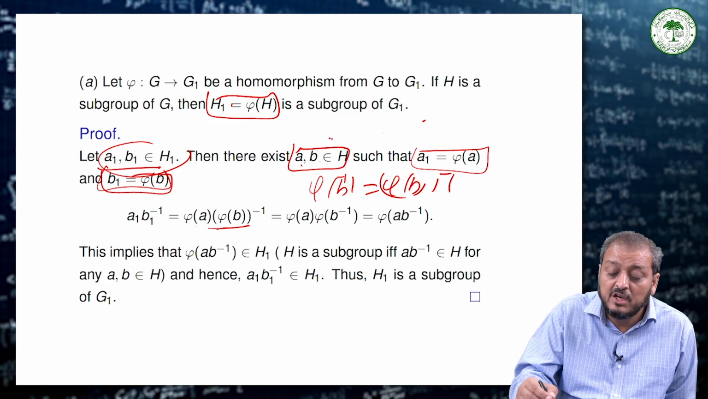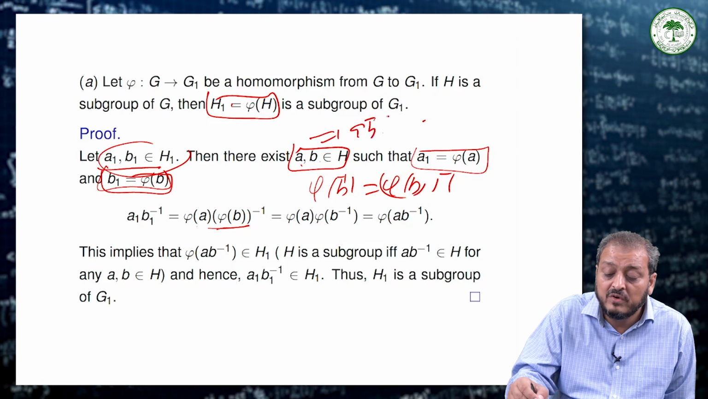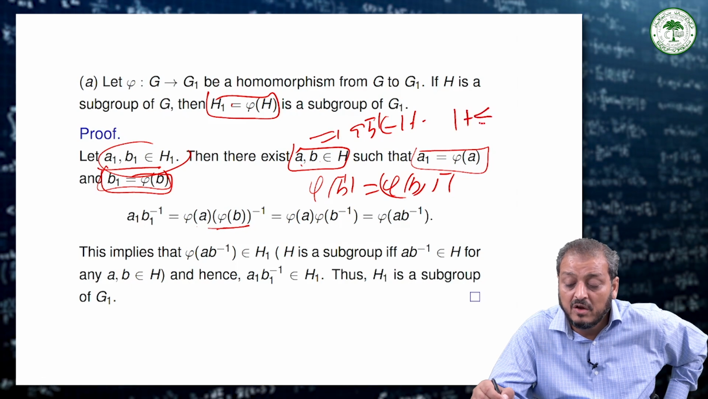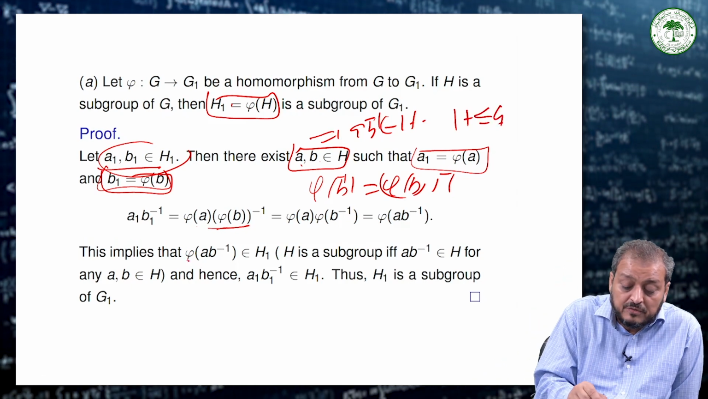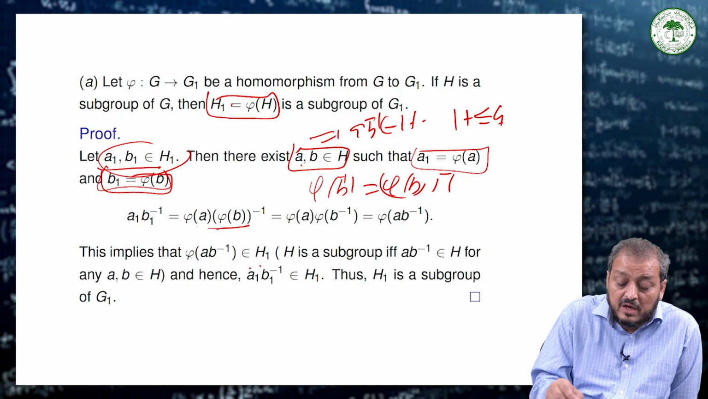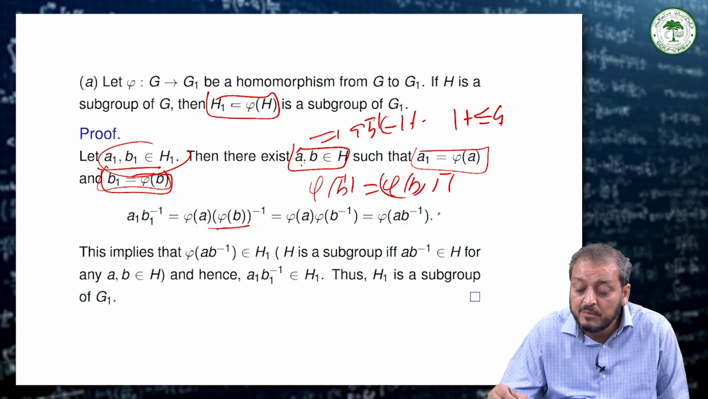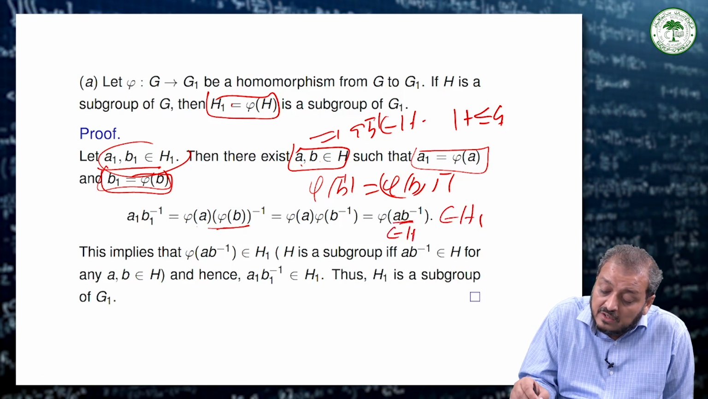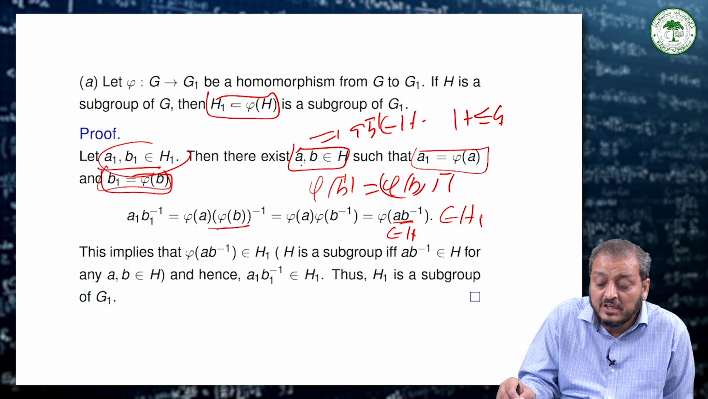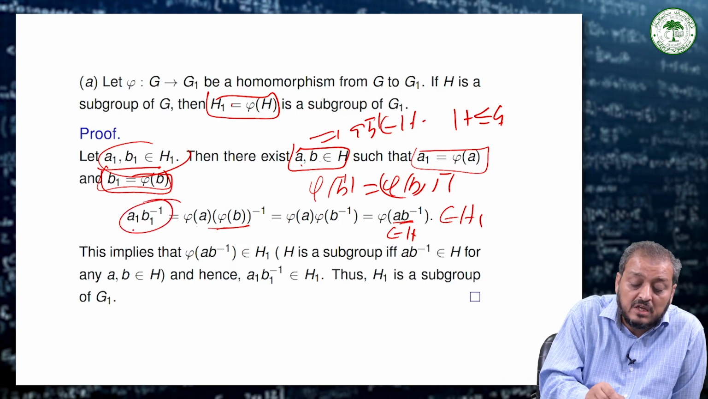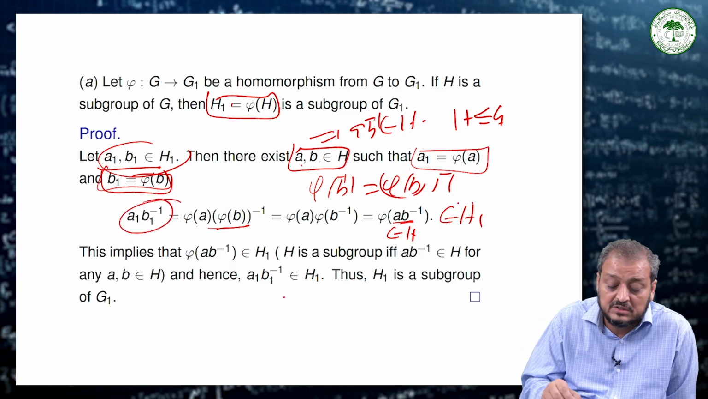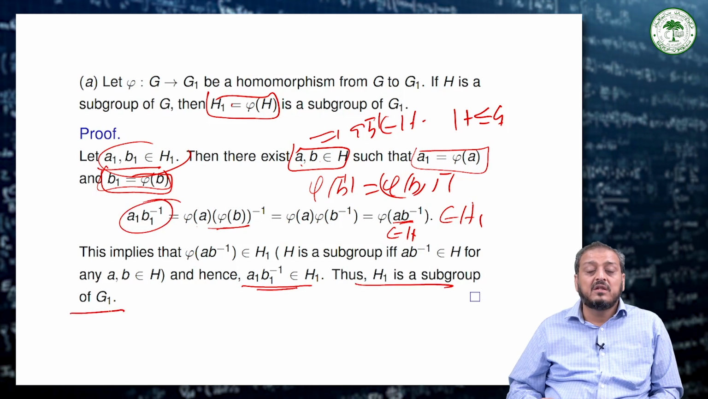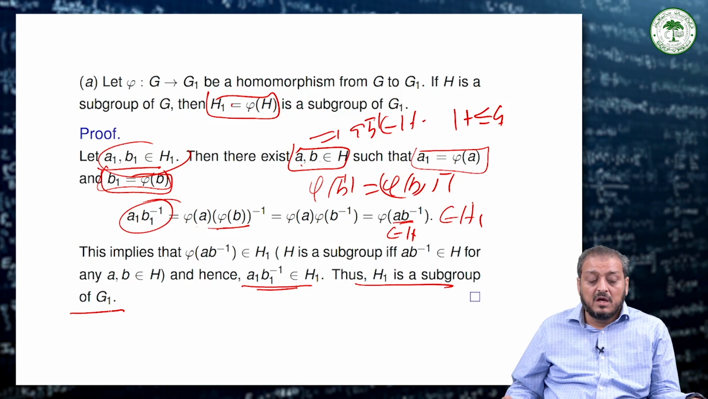Now A and B are elements of H, then A B inverse is also an element of H, because H is a subgroup of G. So this means phi of AB inverse is an element of H1, because this is an element of H. Then A1 B1 inverse is an element of H1, so H1 is a subgroup of G1. This completes the proof of this part.